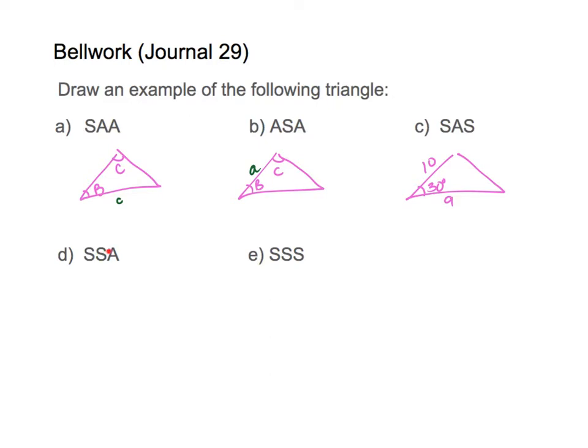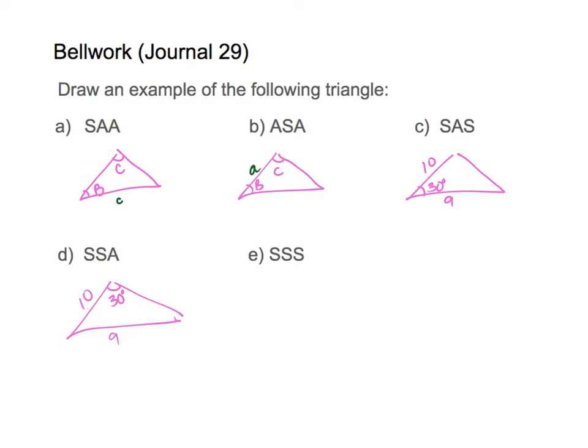If you have a side-side-angle, that means the two sides need to be next to each other. So maybe I'll use that 9 and 10 again. But now the angle is right here. So in this case, this would be 30 degrees. So that would be referred to as a side-side-angle.